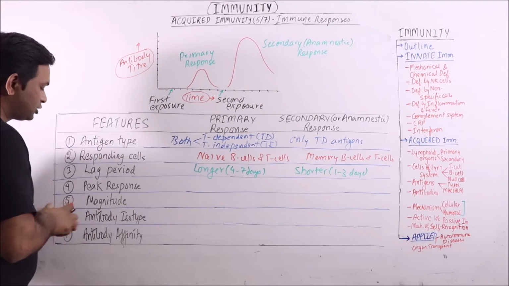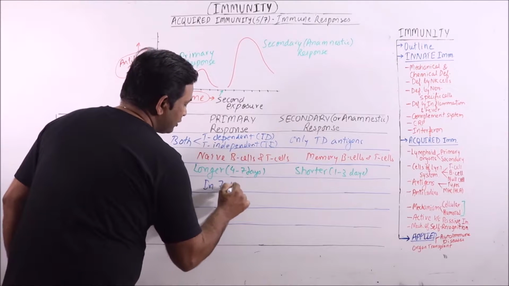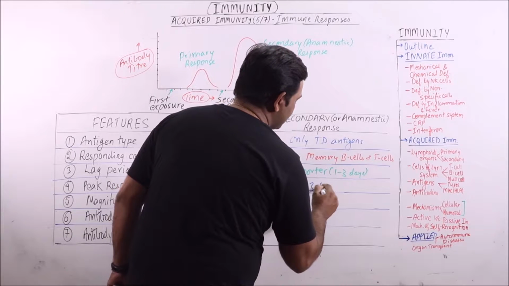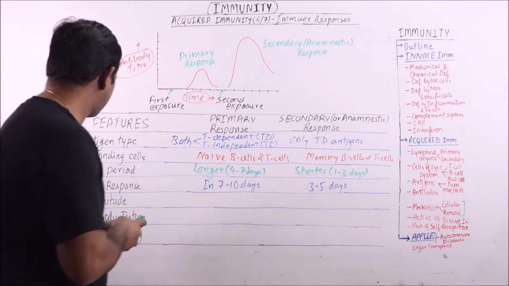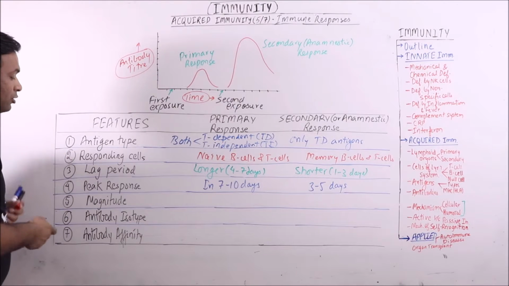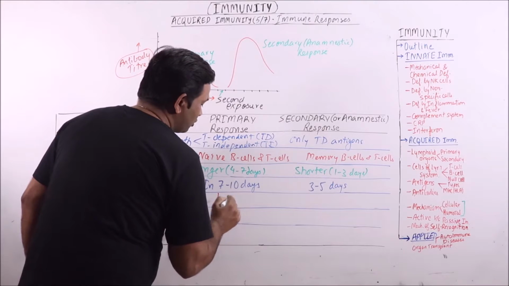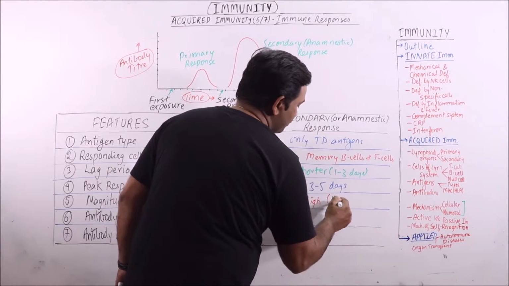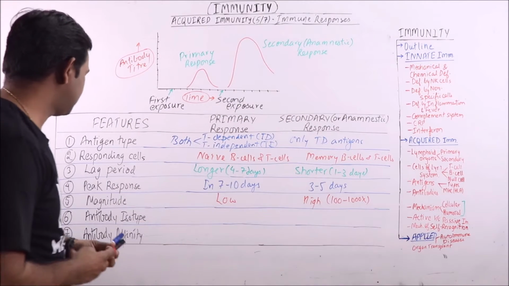Then peak response is produced in 7 to 10 days. Here the peak response is produced in between 3 to 5 days. Then the magnitude of peak response, it is low. The magnitude is very high. It may be in between 100 to 1000x.